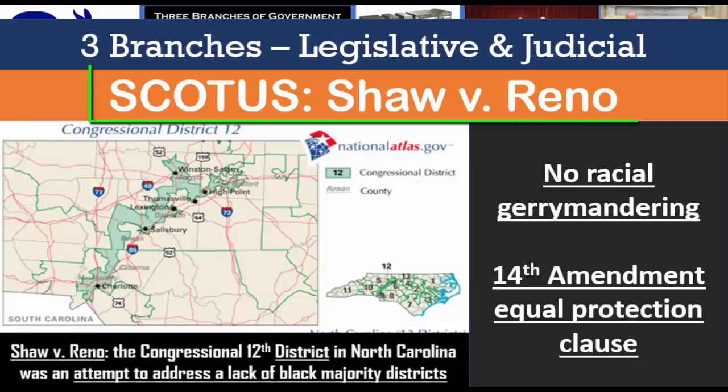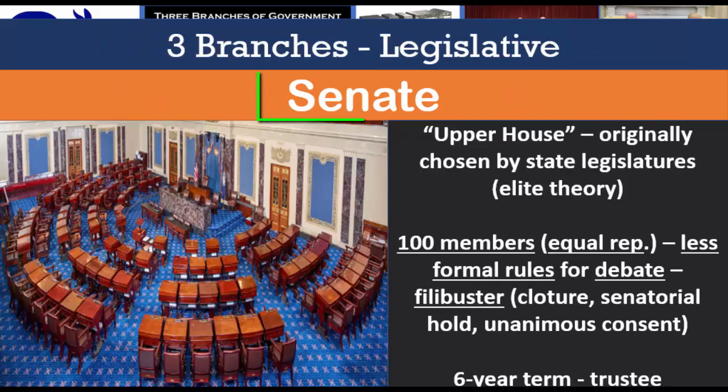In Shaw v. Reno, the Supreme Court ruled that attempts by the state of North Carolina to create an additional majority African American congressional district was unconstitutional, setting the precedent that no congressional districts could be drawn based on race of their constituents. Next up is the Senate with its 100 members, allowing for less formal rules about debate as demonstrated by the filibuster.